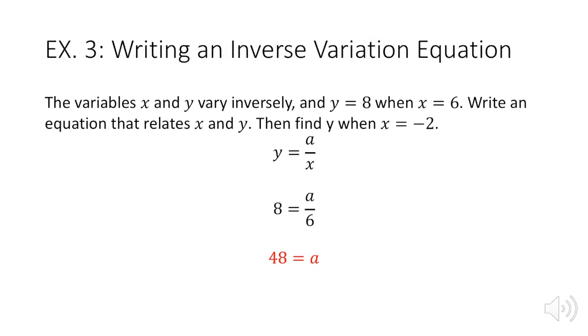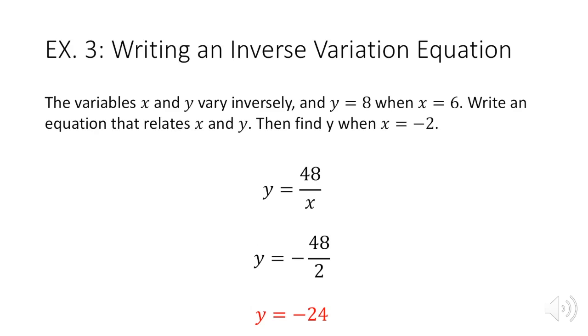And now that we have this value, we will be finding what y equals when x is negative 2. So we want to take the original equation and replace the a with the 48. And now we're going to replace the x with the negative 2. And then you will be dividing the 48 by the negative 2. And then you find that when x equals negative 2, y equals negative 24.